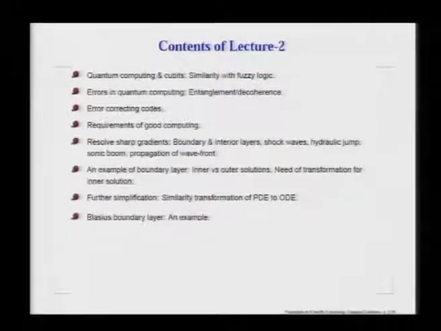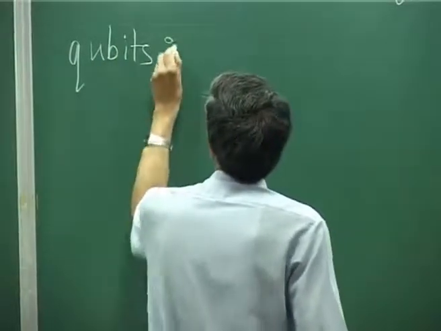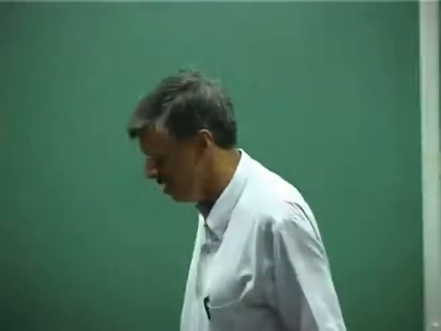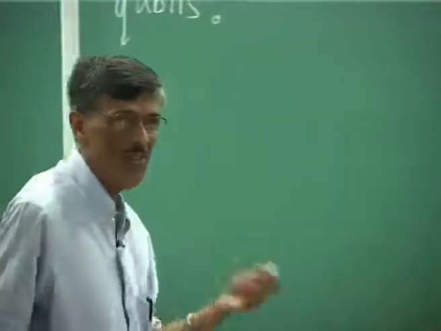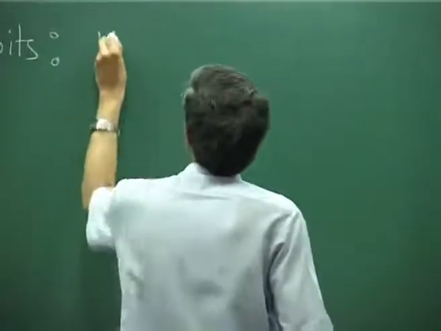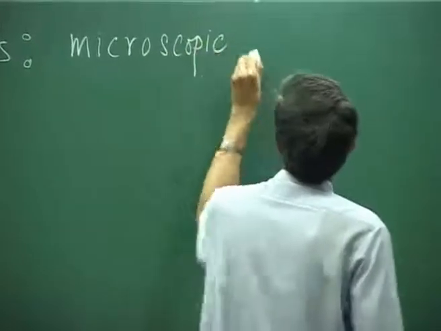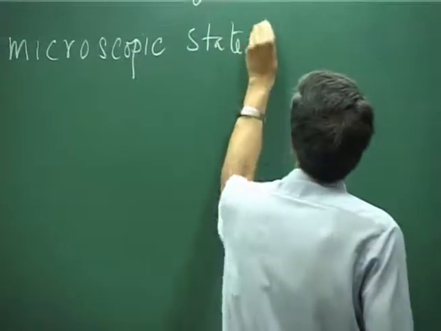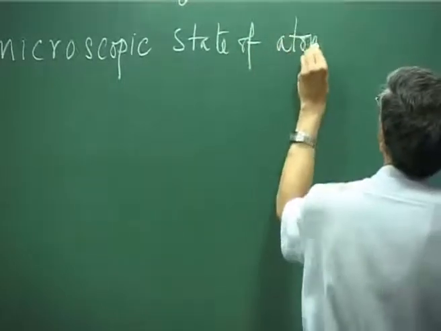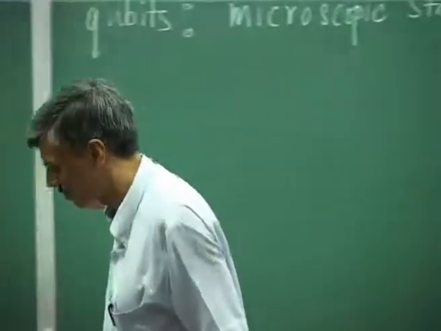In quantum computing, you actually use what are called qubits. Now, qubits are basically quantum states of a microscopic system, like the electronic state of an atom or ion. So, this basically is a microscopic state. Atom or ion, whatever we do.